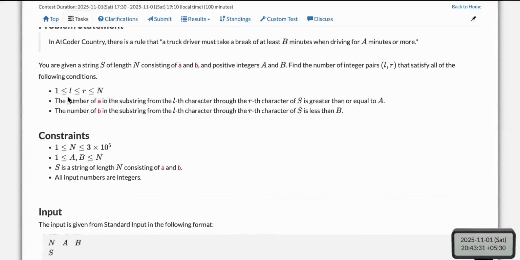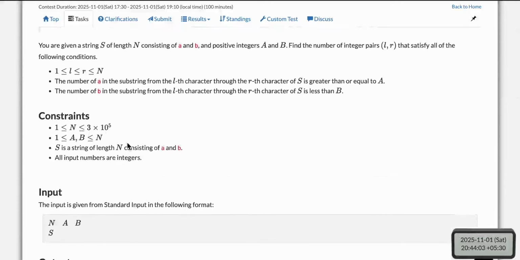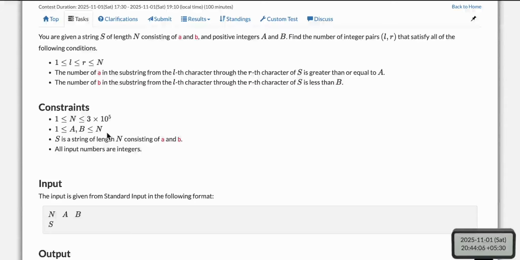L and R should be greater than or equal to 1 and not greater than n, and the number of a's in the substring from the Lth character to the Rth character of s should be greater than or equal to a, and the number of b's should be less than b. So we have to find the number of substrings such that the count of a characters in that substring is greater than or equal to a, and the count of b characters is less than capital B. The constraints are high, which means we have to find the solution in O of n or O of n log n.